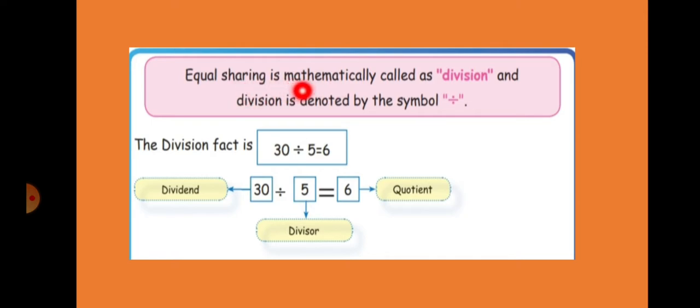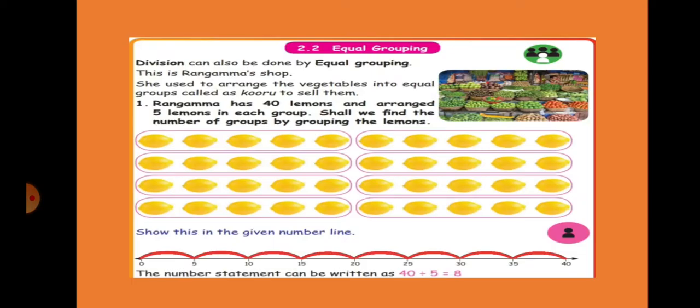Equal sharing is mathematically called division, and it is denoted by this symbol. We learned this. The first number is called the dividend, the number by which we are dividing is called the divisor, and the result is called the quotient. Okay, and the next part of the lesson is equal grouping.